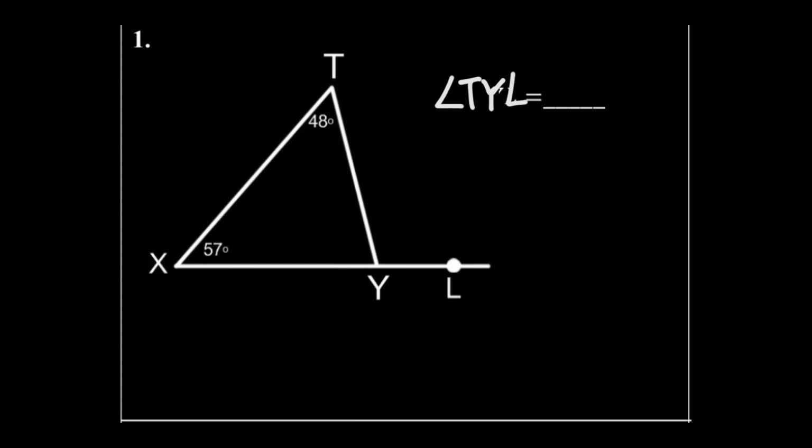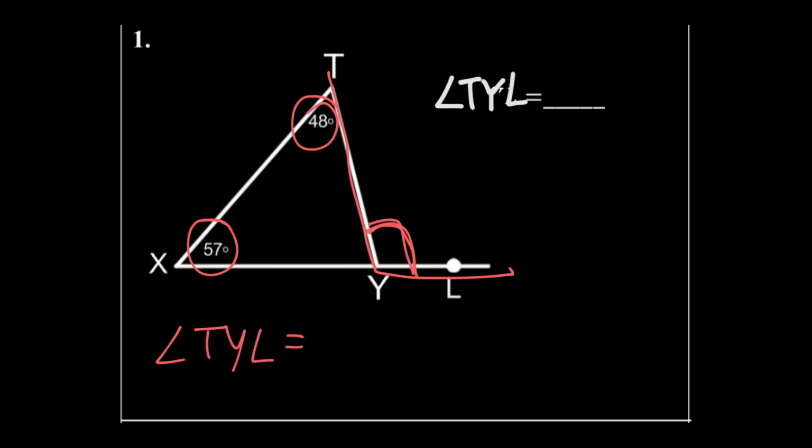So let's practice this. Looking at this problem, I'm solving for angle TYL. So this guy right here. Well, we just learned that all I have to do to find this angle is take the two non-adjacent angles and add them up. So angle TYL is going to equal 57 plus 48. Once I add those two together, I find that TYL equals 105 degrees. And it really is just that simple.